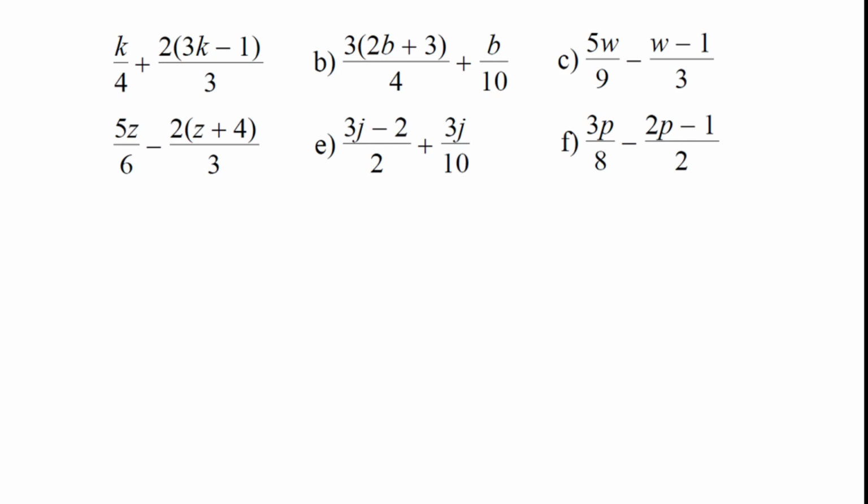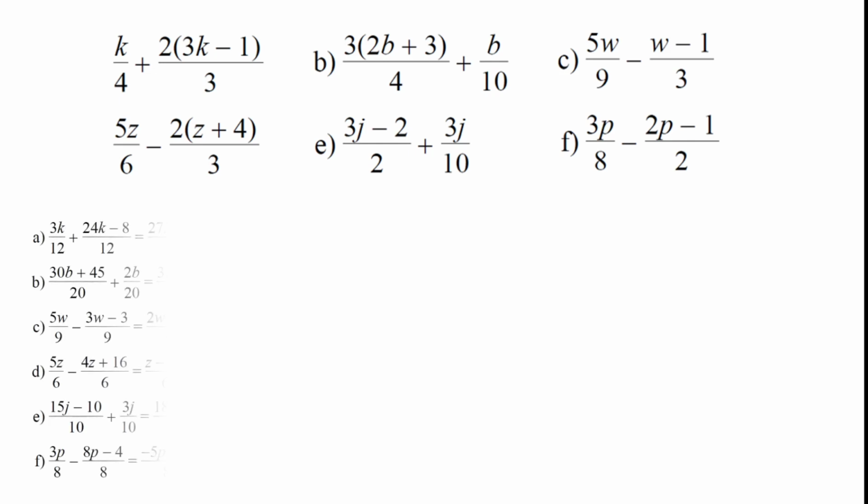So here, in this first one, try and make them both over 12. So you would make it 3k over 12 plus 8 outside over 12, because we've timesed the right hand side by 4 over 4 and the left hand side by 3 over 3. Then you add both over 12, so you'll end up with 3k plus 24k minus 8. That means I'm going to end up with 27k, 24 plus 3, 27k minus 8 all over 12. That doesn't simplify anymore. Pause the video. You've had fair warning.